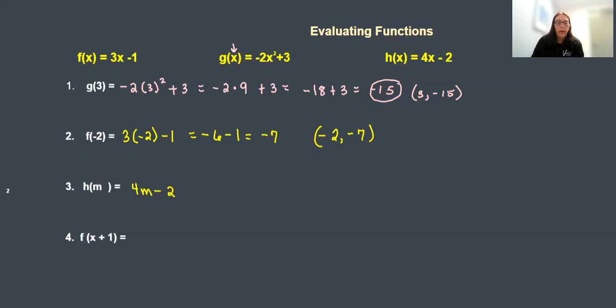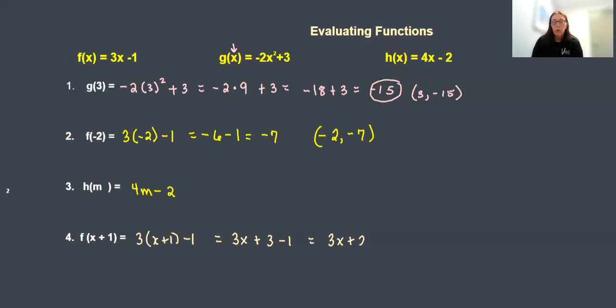The last one, f(x + 1). So we're looking at the function f(x), and we're replacing x with x + 1. So I have 3 times (x + 1), minus 1. We've got to distribute this 3 all the way through. 3 times x is 3x. A positive times a positive is a positive. 3 times 1 is 3. And then we still got this lonely minus 1 sitting here that we have to carry over. Now, when I combine like terms, I get 3x + 2.